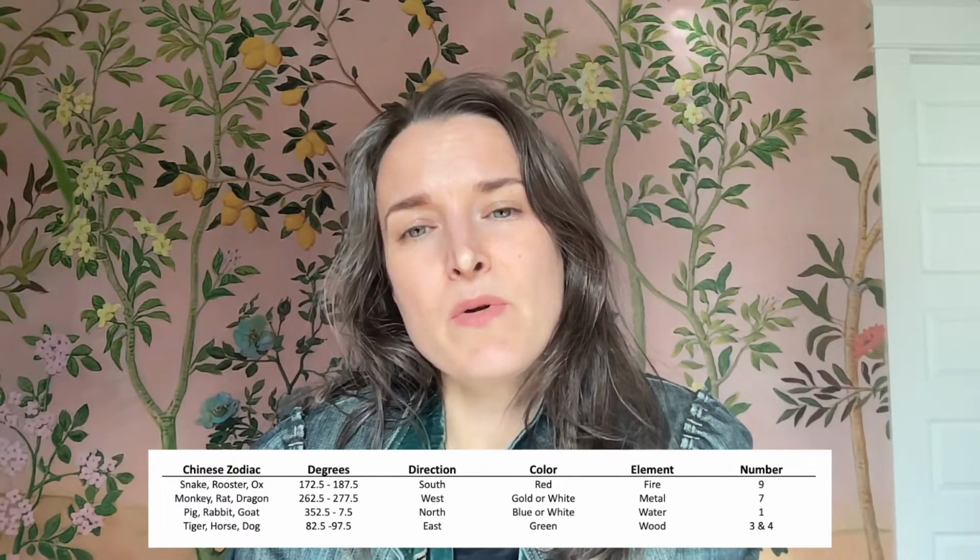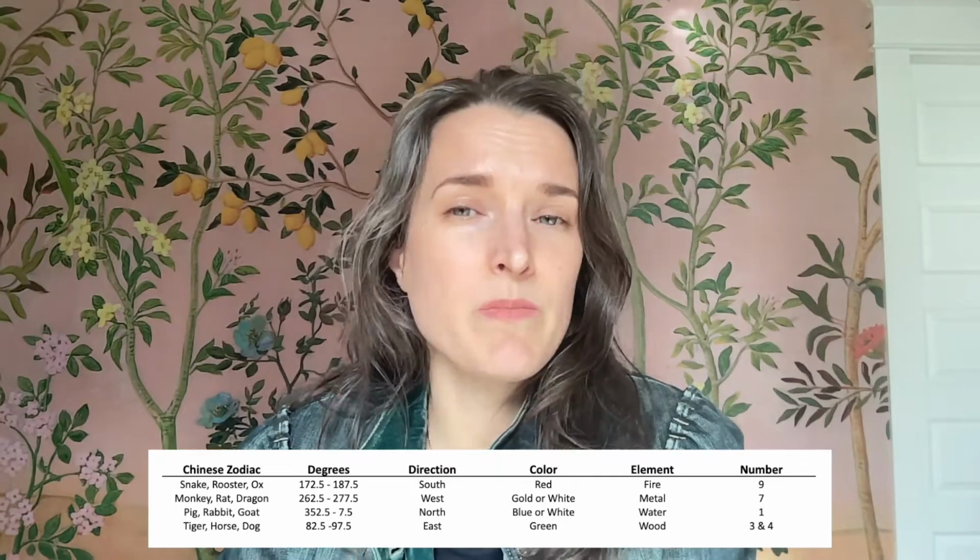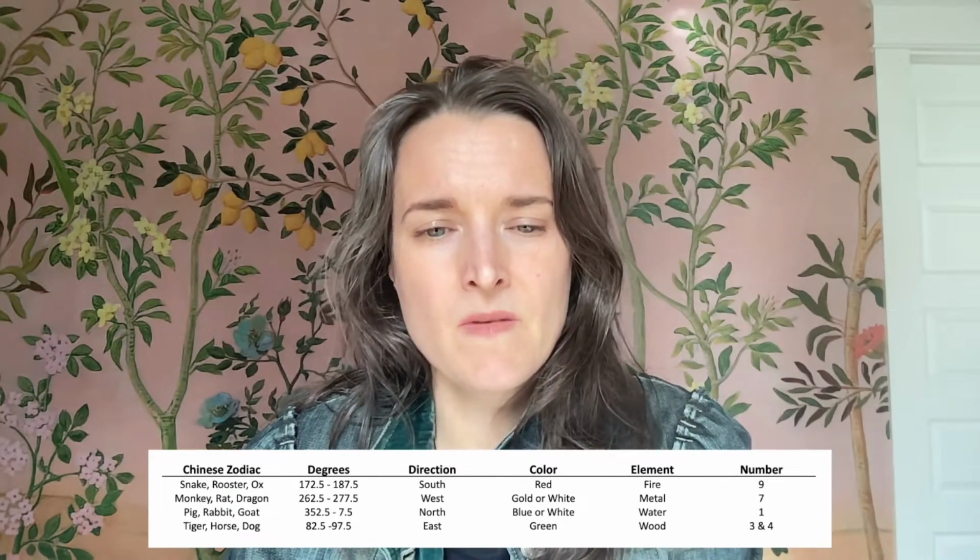And then the number for that location in the home is 9. So to activate this peach blossom, I would recommend 9 red flowers in this location. You keep them in clean, clear water, and then you replace them as time goes on.